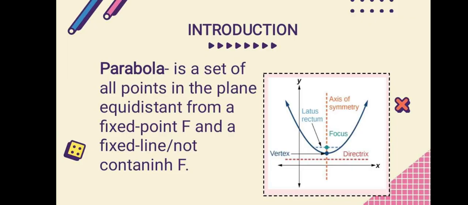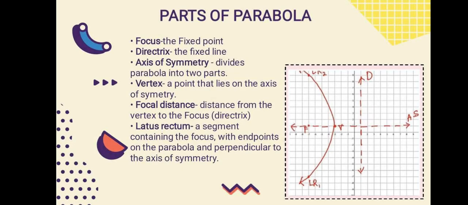of dishes. A parabola is the set of all points in the plane equidistant from a fixed point F and a fixed line, not containing F. If you are having a hard time determining what other parts we have in this type of plane, you can refer to the picture below. We're moving on to the parts of parabolas.